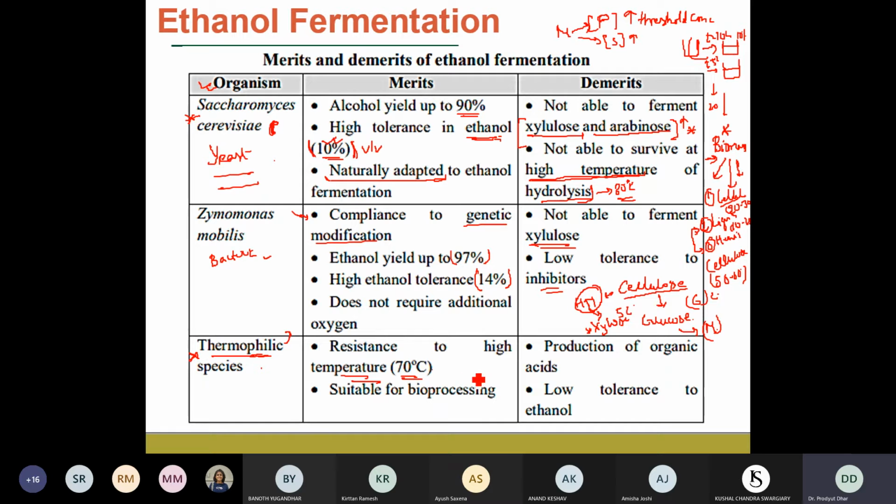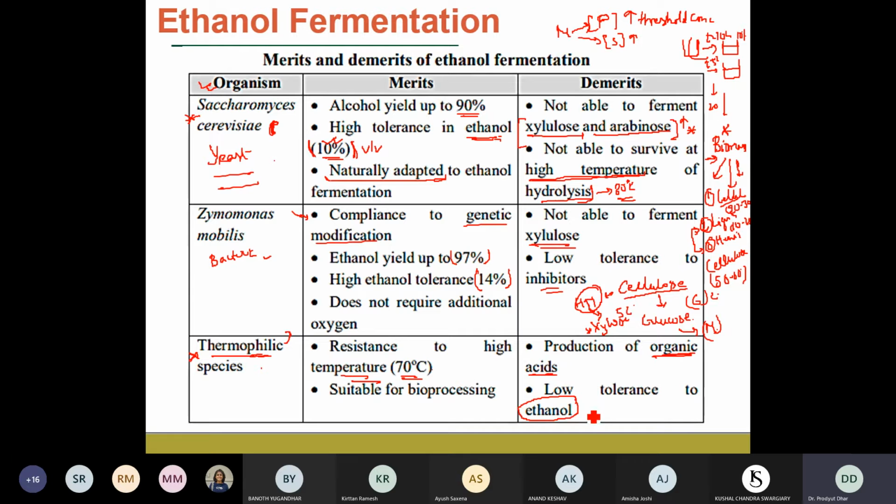But this process also has some disadvantages. As I told, some organic acids are produced as byproducts, and they have a low tolerance to the ethanol. So whatever ethanol is being produced, generally with the fermentation over time we know that the productivity of the ethanol is going to increase.